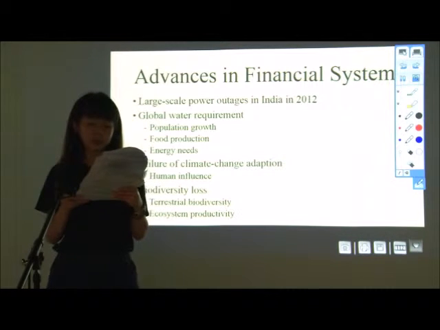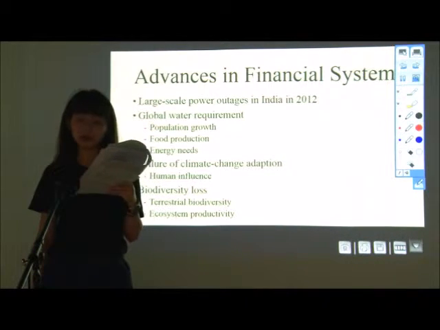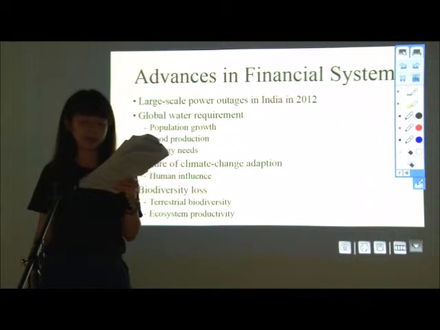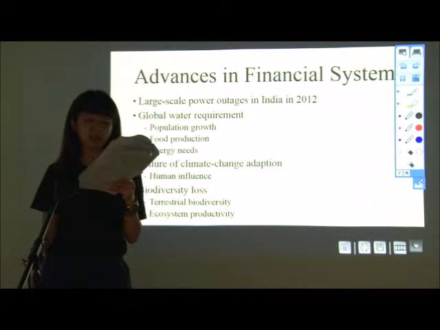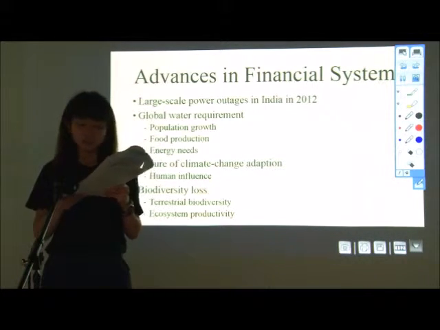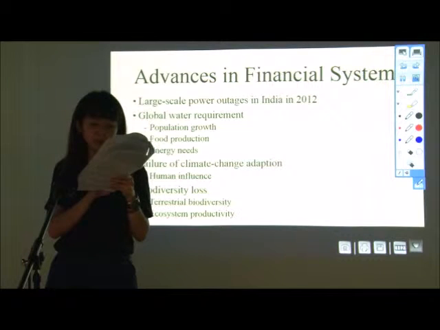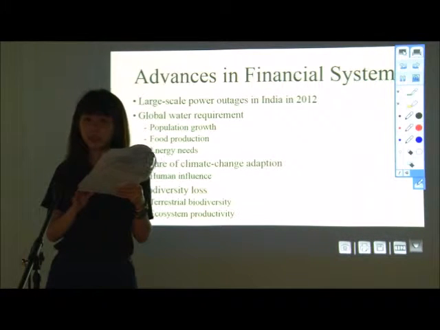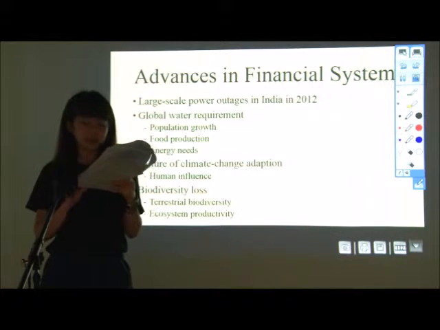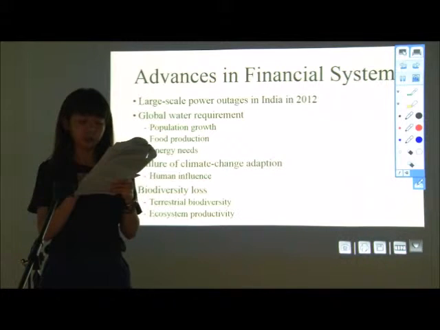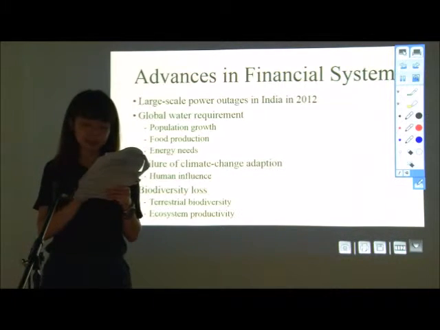And next, I'm going to talk about the environmental risks. Three top crises include water crisis, failure of climate change adaptation, and biodiversity loss. Global water requirements are projected to be pushed beyond sustainable water supplies by 40% by 2030. In other words, in 2030, people's need for water will be 40% higher than sustainable water supplies. So I'm going to talk about the water crisis first.